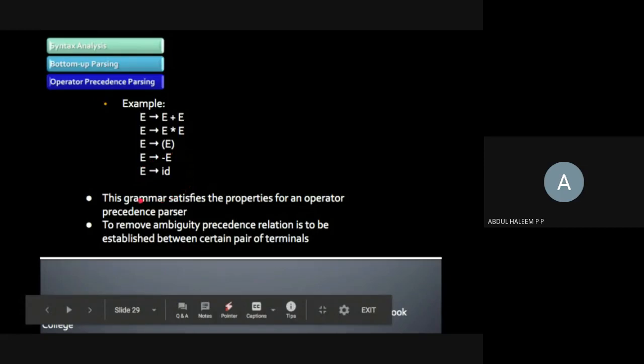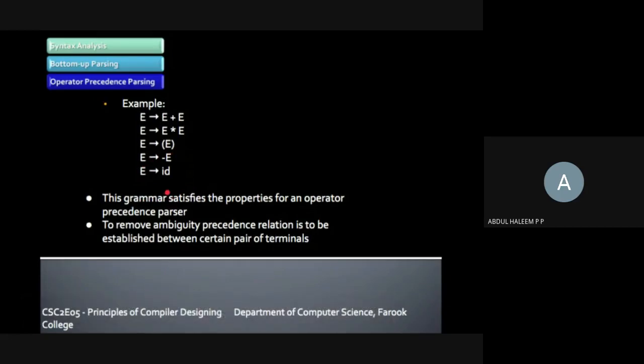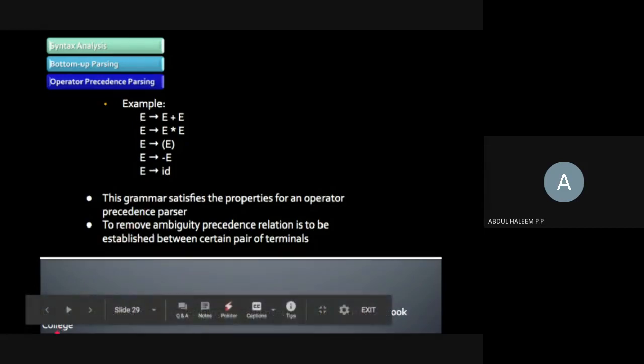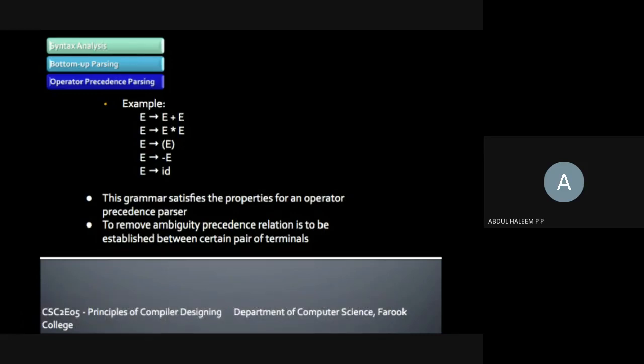Now, in the operator precedence grammar, an operator precedence table will be created, and using the operator precedence table, parsing will be done as we have done in all bottom-up parsers. There will be a stack, there will be shift operations, and there are certain rules for that. So we are now getting to operator precedence parsing. We have to know how an operator precedence parser works.